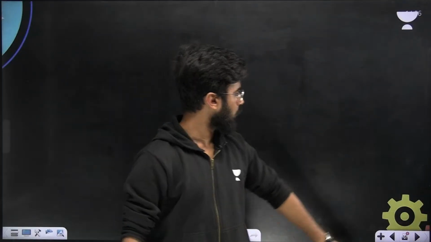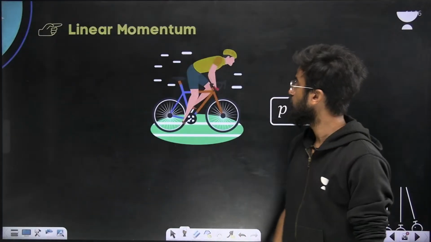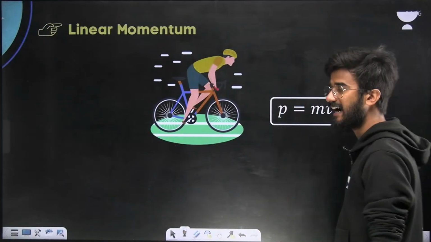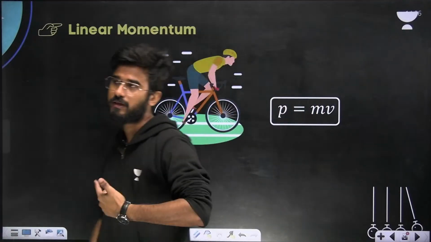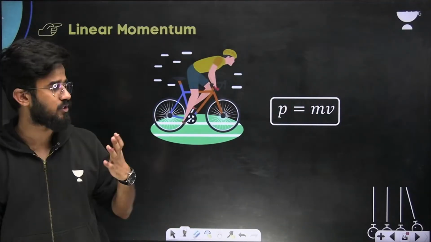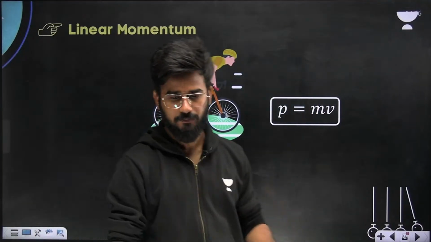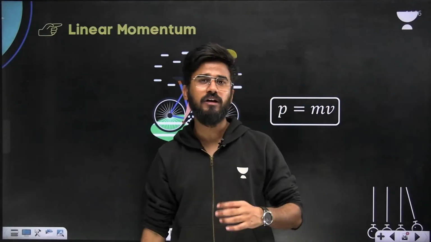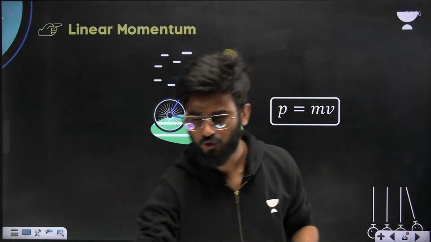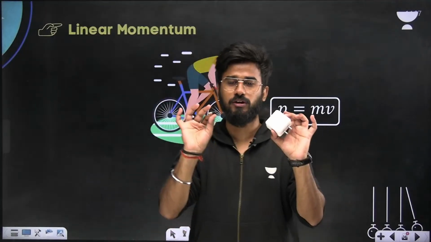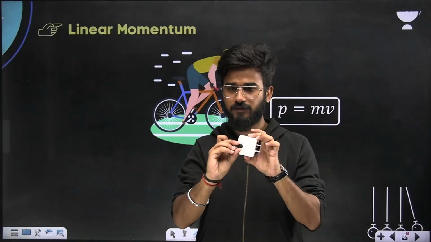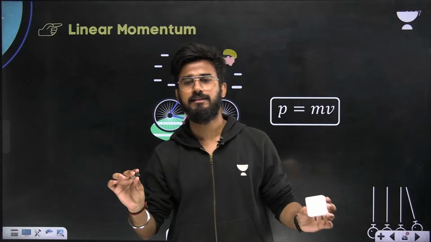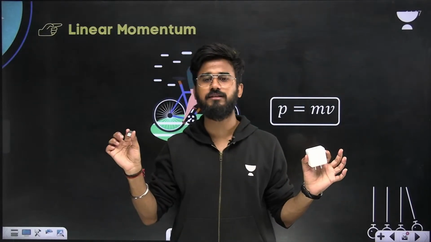We'll simply move on to linear momentum, because we have to understand the second law of motion. So suppose that we have a block. Now suppose we have two blocks. This tiny thing, can you see it on the shadow? Can you see? Yeah, you can see. So we have two blocks, one is this, one is this.